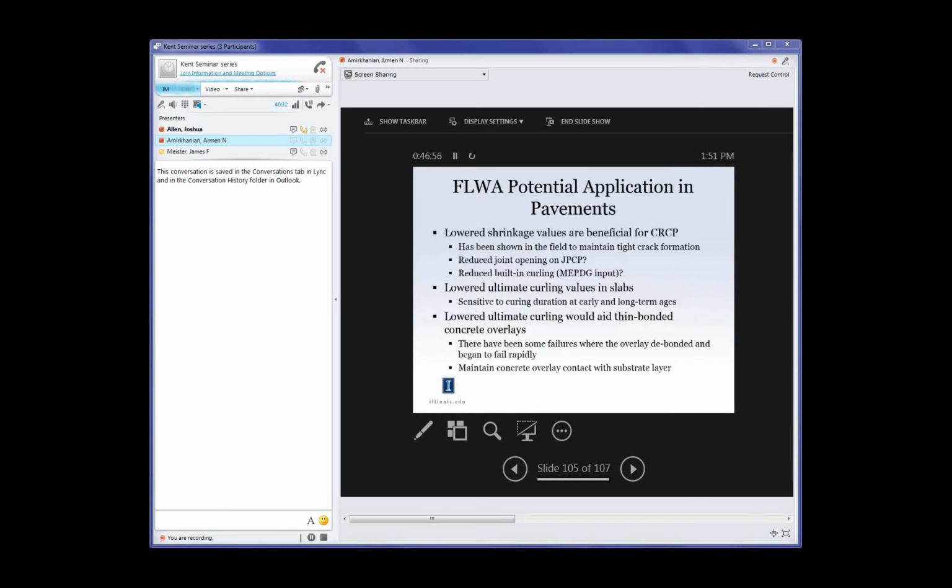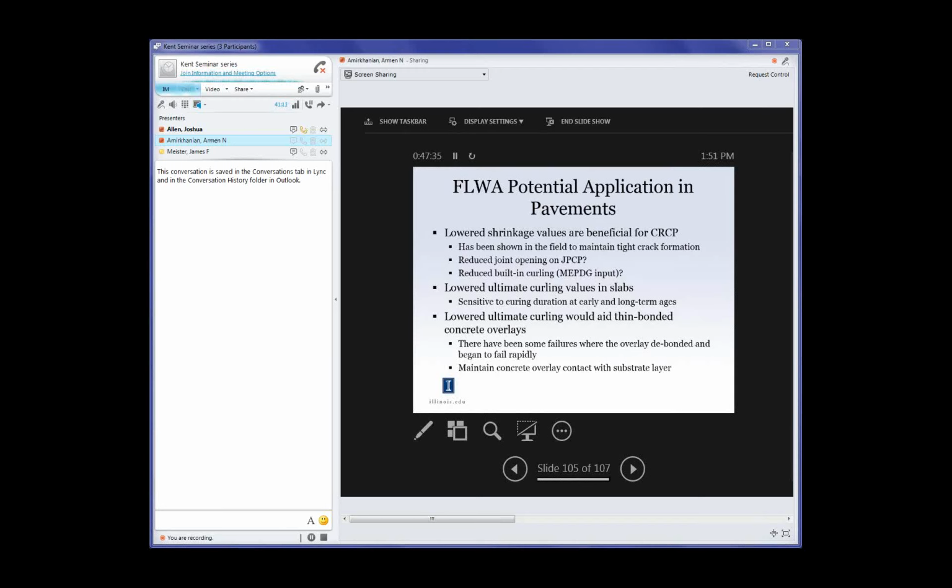Specifically looking at pavements, there's been research that used the lightweight in CRCP, had tighter crack formation, which is good. Can it reduce the joint opening in jointed plain concrete pavement? Who knows? Can you reduce the built-in curling that is used as MEPDG input? One study looked at what happens if you do reduce that, and you can decrease the thickness of your pavement by 1 inch just simply by adding this in. So that's a huge cost savings in materials.